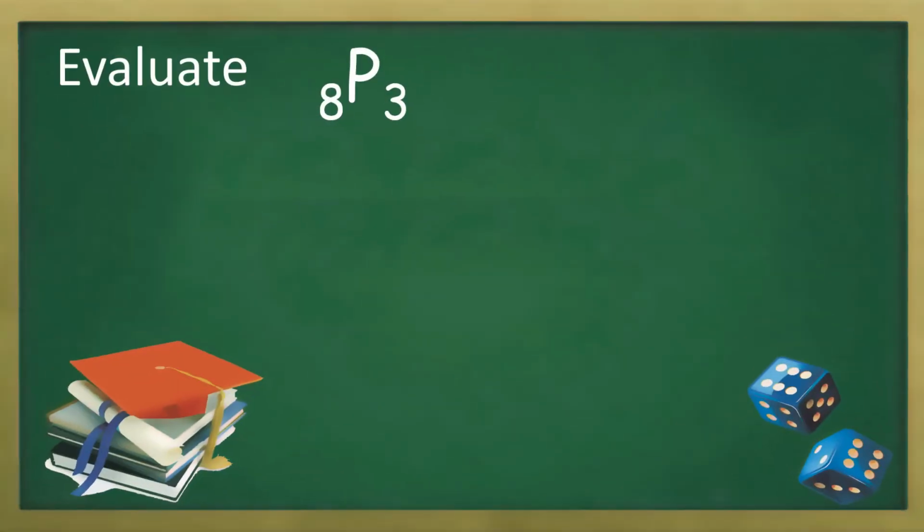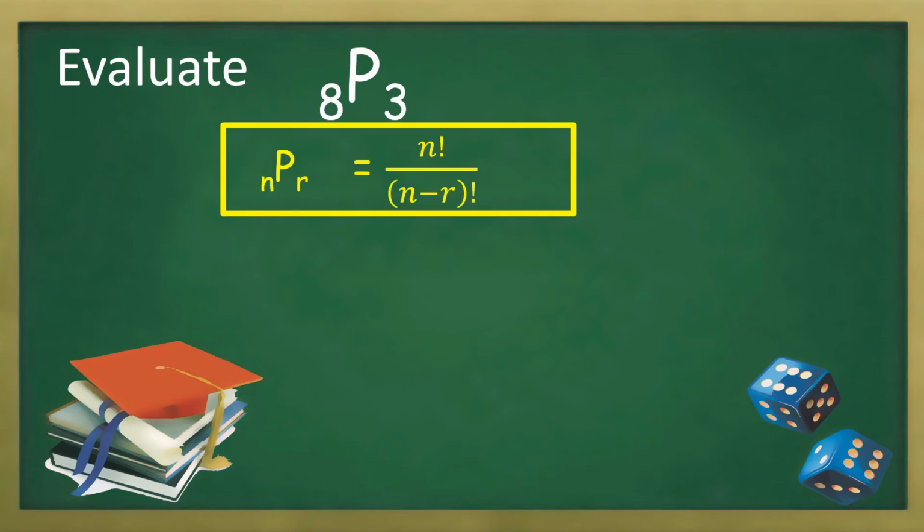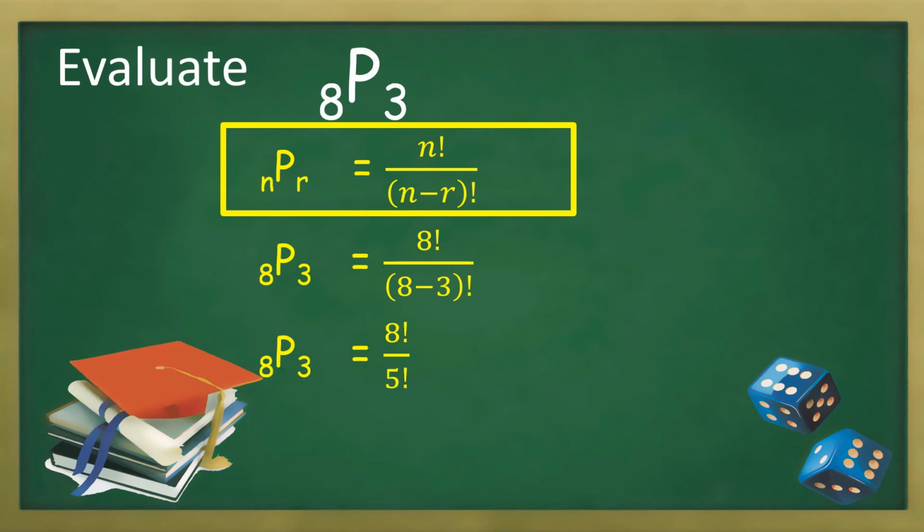Okay, so let's have another one. So 8P3. So using the formula nPr is equal to n factorial over n minus r factorial, we're going to replace the n with 8 and r with 3. So that will give us 8 factorial over quantity 8 minus 3 factorial, which is 8 factorial over 5 factorial.